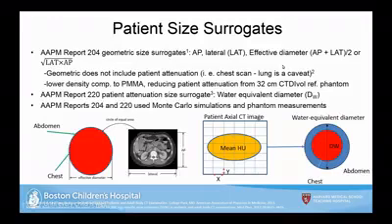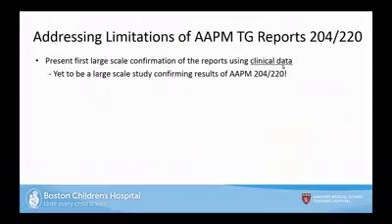So the AAPM reports 204 and 220 also use Monte Carlo simulations and phantom measurements to generate their results. But there had never been a large-scale study to confirm these results. So this is something that we worked on when I was at the University of Wisconsin-Madison. We wanted to present the first large-scale study using clinical data.